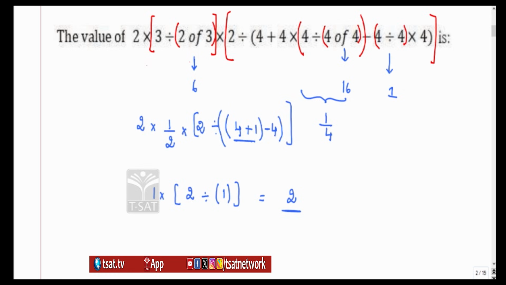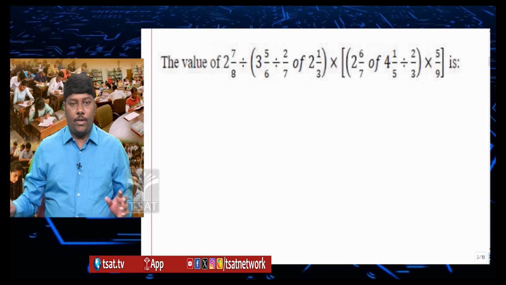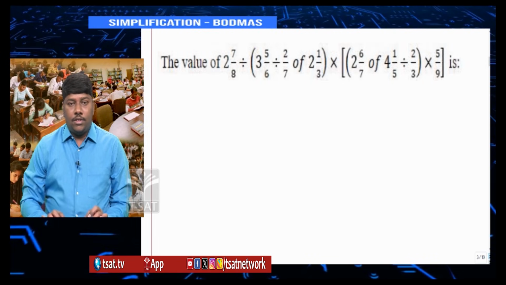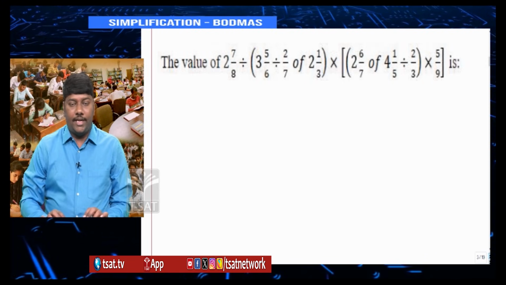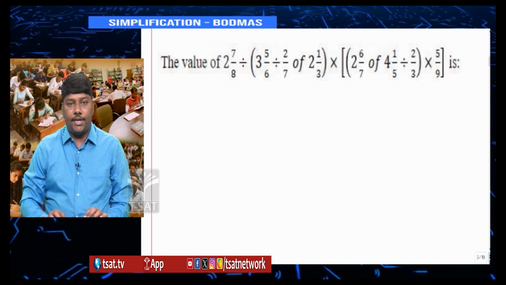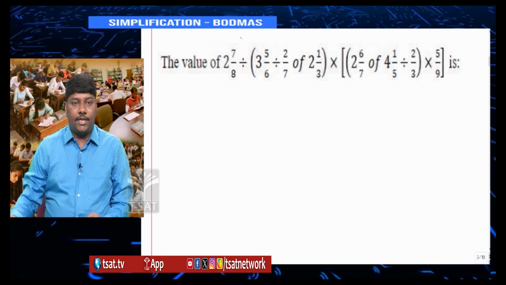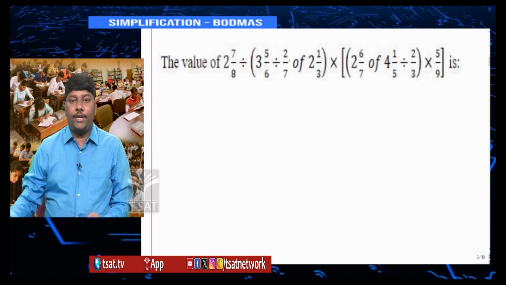So I am putting the brackets according to the order. So first of, then after division, then after multiplication, then after addition and subtraction. Now look at the next one. So first you have to solve the things which are inside the brackets. So I am concentrating on the things which are inside the bracket. Inside the bracket also you have to give priority to of.